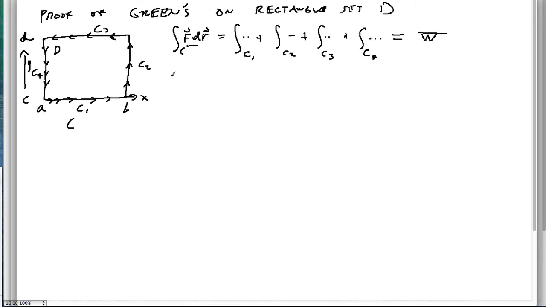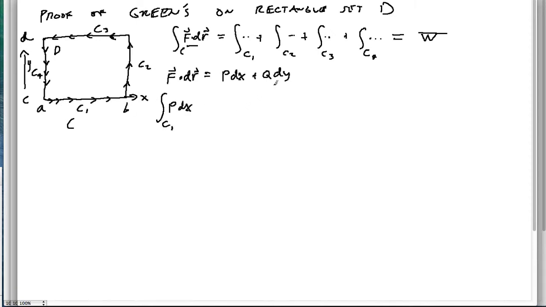But now we're going to use our form f dot dr, which we know is equal to p dx plus q dy. That was our new expression of the line integral. So we're going to use this to great effect here. So let's look at the first one. Let's look at just this path down here, C1.